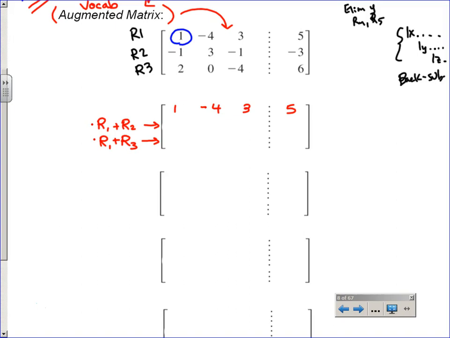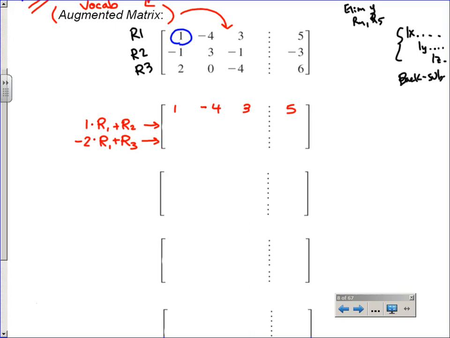What's the opposite of -1? Yeah, the opposite of -1 is +1. Sweet. What's the opposite of +2? There you go. Just do the opposite. The opposite of where the 1 is, plus whatever row you're trying to change. But be careful. You have to do it to every single one.